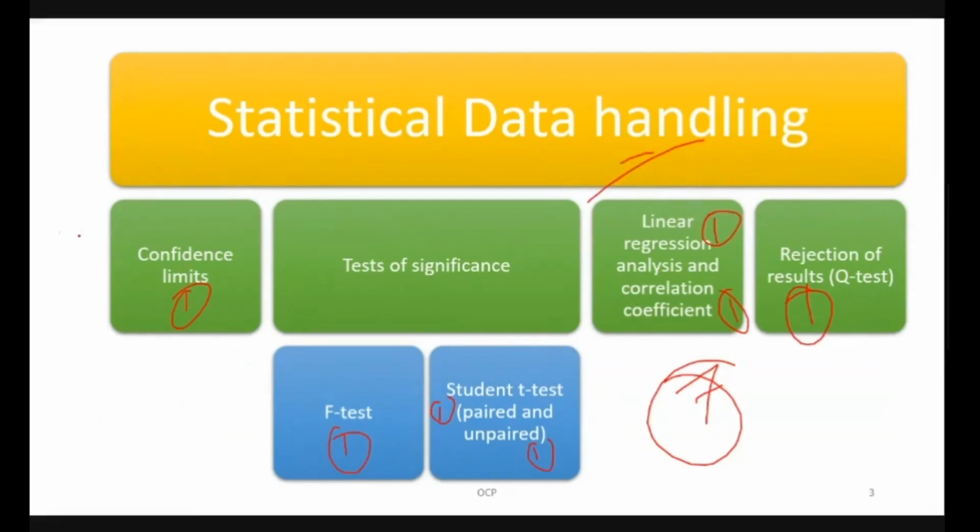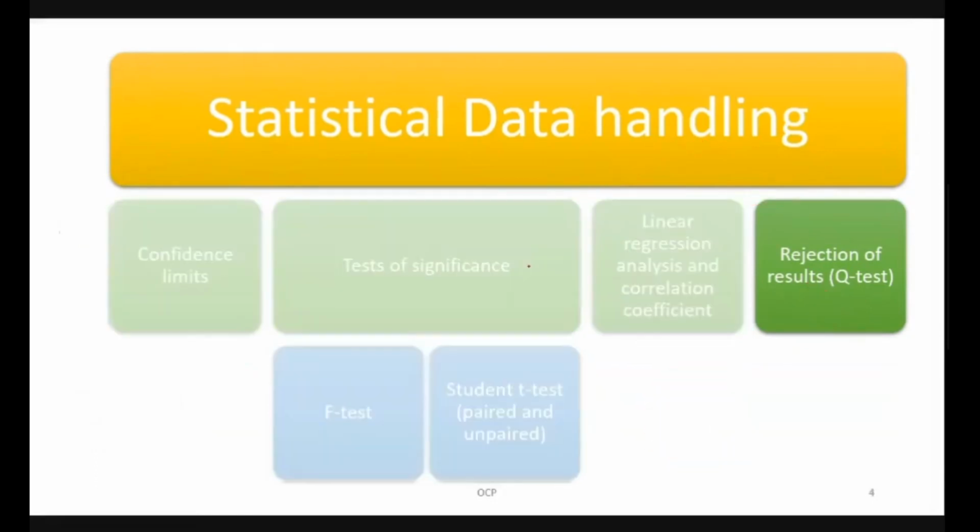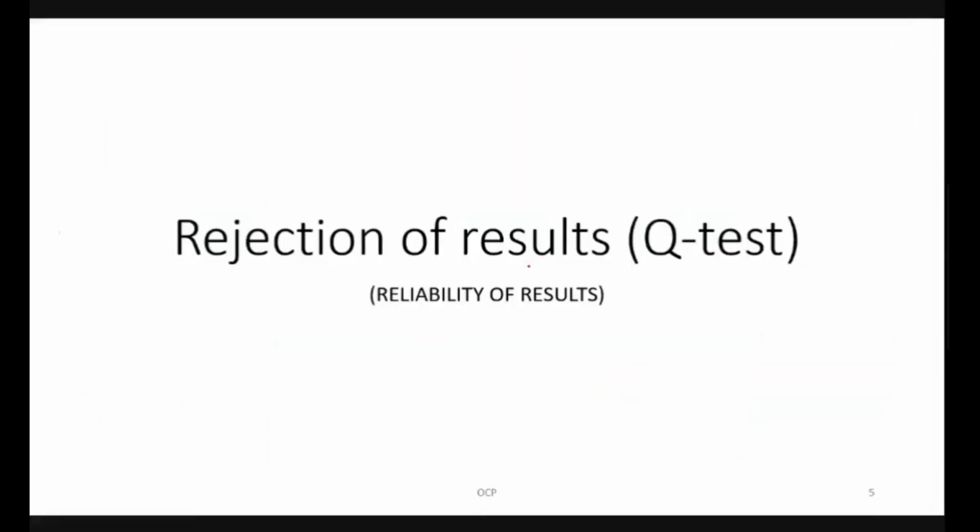Okay, I will not go in this sequence. I will go from simplest to more complicated. So let us start with the simplest one, rejection of result, Q test. Now, rejection of result or Q test is also called reliability of result.